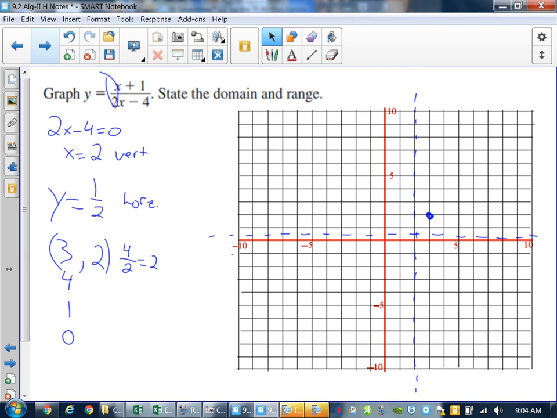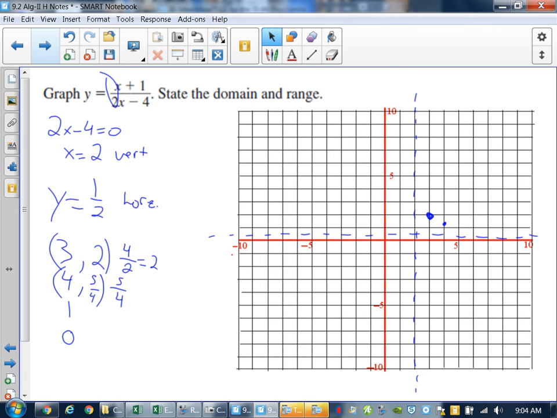Do the same thing with 4. What's 2 times 4? 8. What's 8 minus 4? 4, so it'll be something over 4. What's 4 plus 1? 5. So it's 5 fourths. My second ordered pair is 4 and 5 fourths. 5 fourths is 1 1/4, so it's a smidge more than 1.